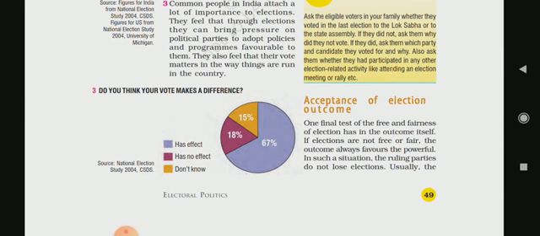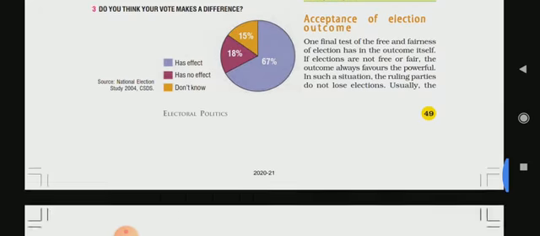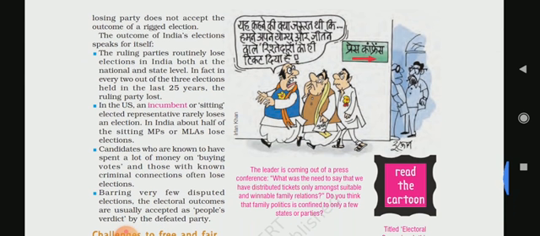If elections are not free or fair, the outcome always favors the powerful. The results of elections in India are a testimony to their fairness. In the last 15 years, 3 out of 4 elections held resulted in the defeat of the ruling party. In the USA, a sitting elected representative hardly ever loses elections. And in India, about half of sitting MPs and MLAs tend to lose elections.